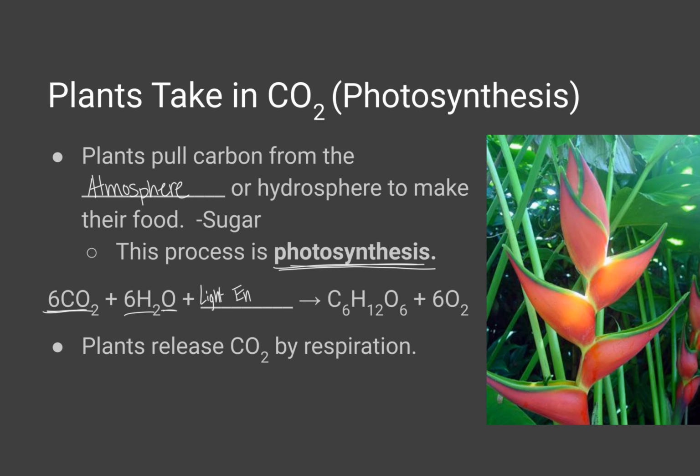So they need energy, and they get that in the form of light. So 6 carbon dioxides plus 6 water molecules plus light energy, and they use that to make sugar. This C6H12O6 is sugar, and then as a byproduct they release oxygen gas. They release 6 molecules of that oxygen gas, which is very important for animals like humans.